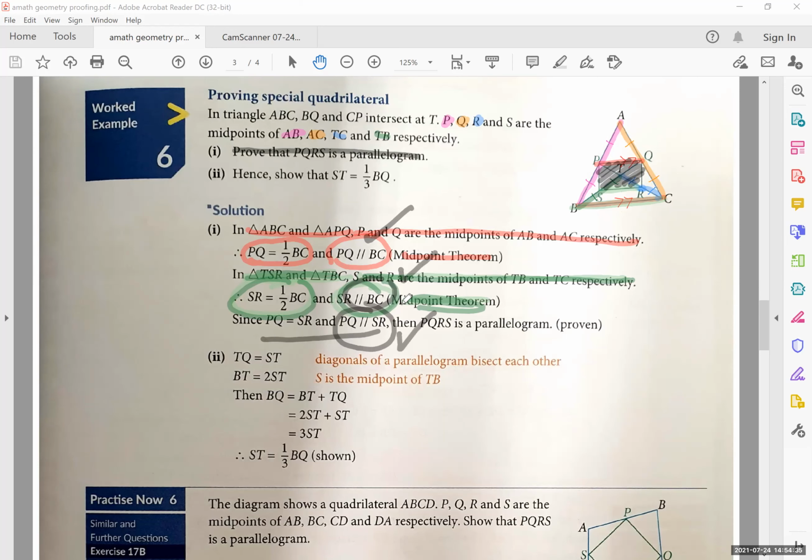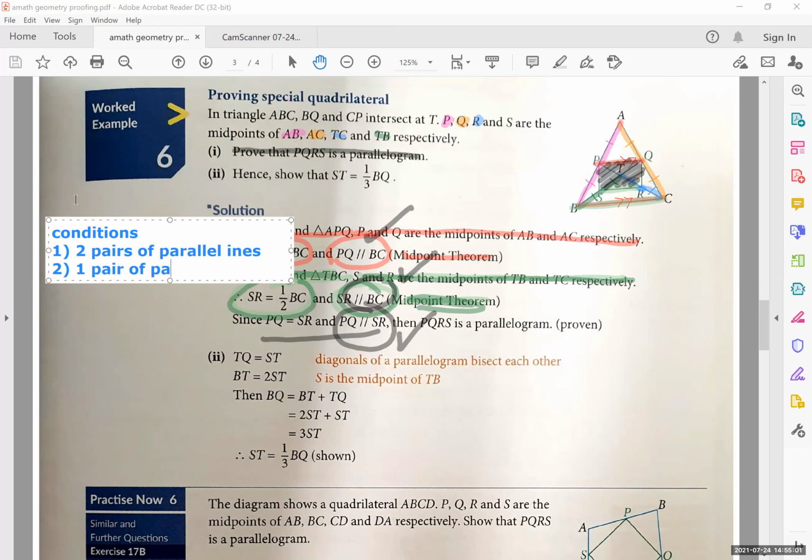Okay, but not just that, because remember, guys, just now we have two things. We need to either, remember what are the things that we learned just now about a condition of parallel lines? What are the conditions to prove that it's parallel? It's either number one, you prove that there are two pairs of parallel. What else? One pair of parallel and equal sides. And then after that? Opposite sides of quadrilateral are equal.